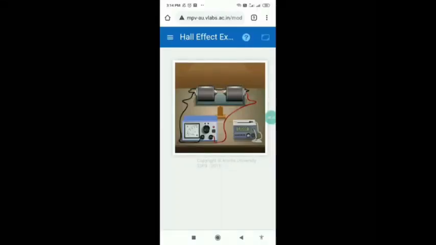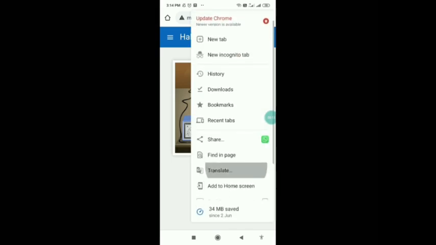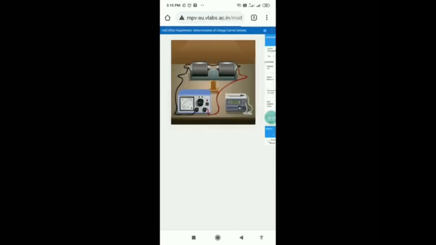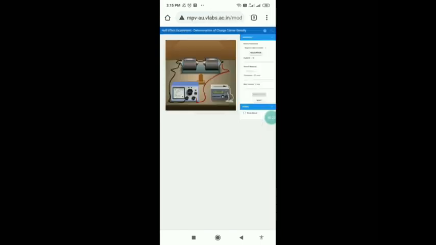On your phone the setup will look like this, but you cannot change anything here. You have to go to the 3 dots given above to change the settings. Here you can see the desktop site option. Click on this desktop site so that you can see the settings clearly. So I will click on this. Now you can see some change is occurring. I will rotate the screen.